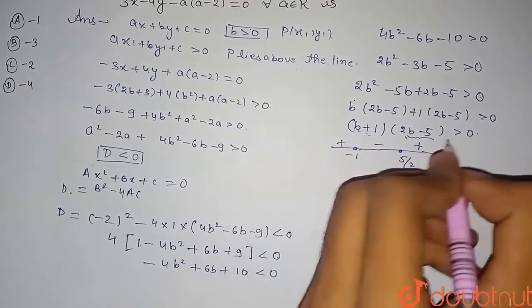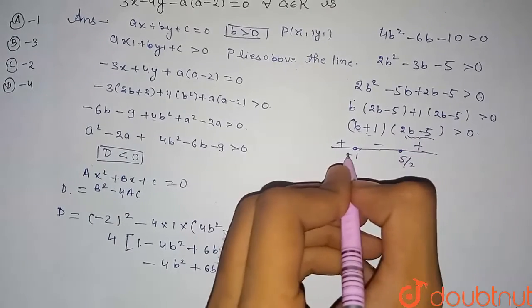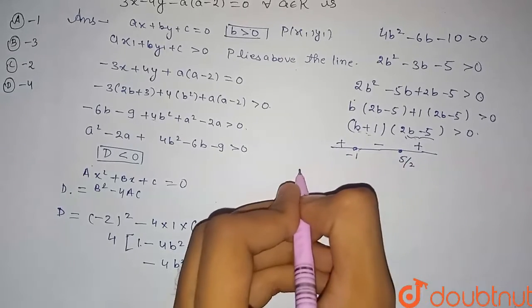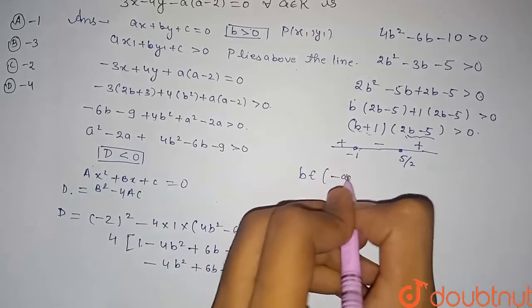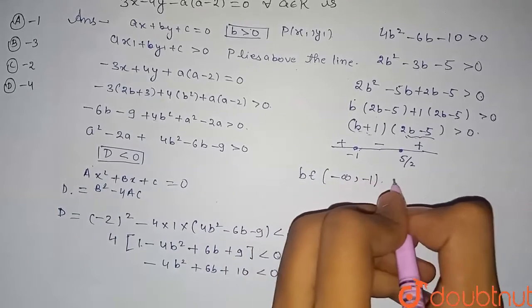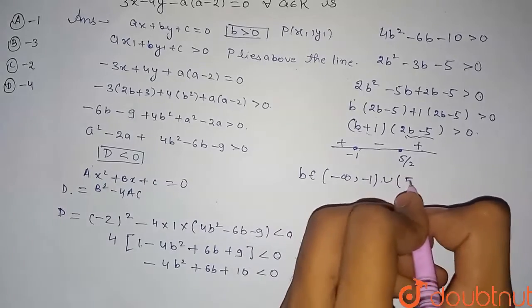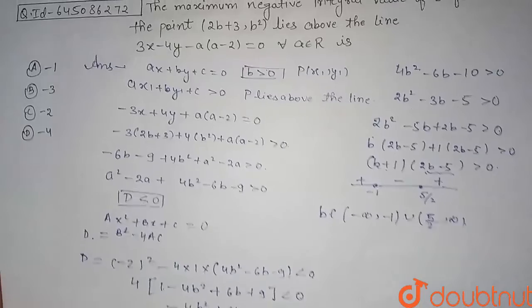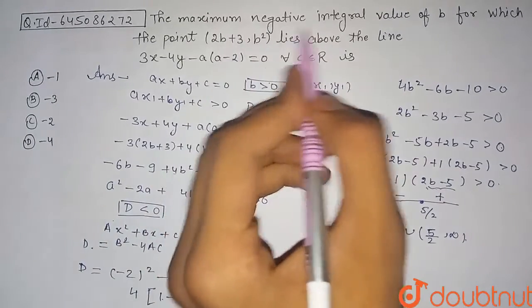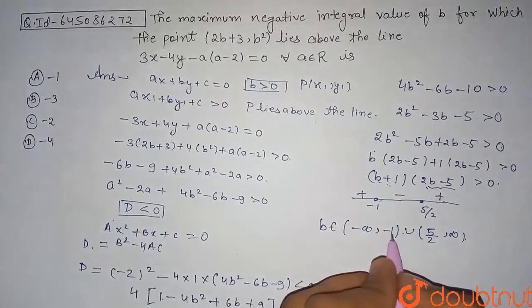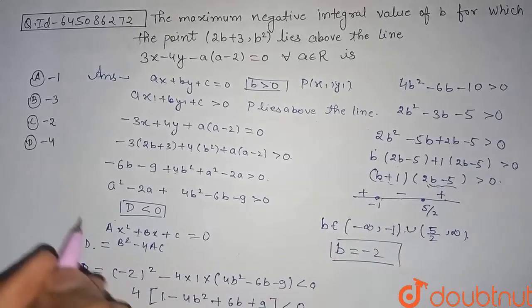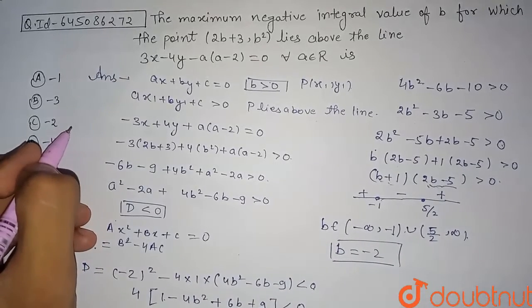So from here we can write that for the expression to be positive, the value of b will vary from minus infinity to minus 1, and 5 by 2 to infinity. So b belongs to minus infinity to minus 1, open interval, union 5 by 2 to infinity. Now the question is demanding the maximum negative value of b. So the maximum negative integral value of b will be just less than minus 1. The value just preceding minus 1 is b equal to minus 2 only. So the answer to this question will be b equal to minus 2. So option C is matching, so option C will be the correct answer.